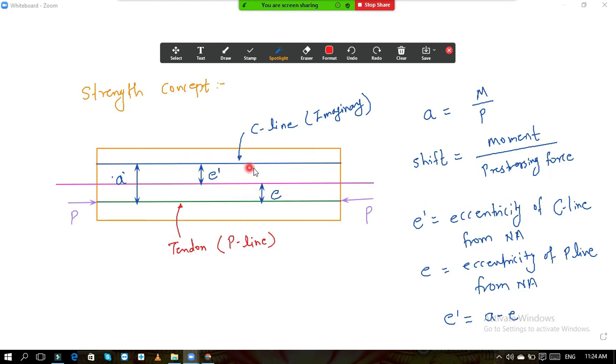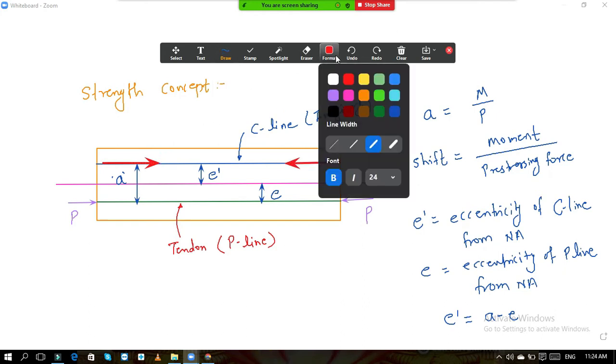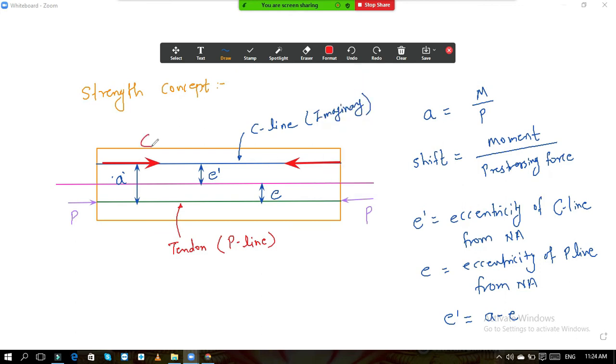The same force is experienced by the concrete, and it is represented by the C line. So here if I draw the force, I can draw it like this. This is the force, and it is denoted by the letter C.